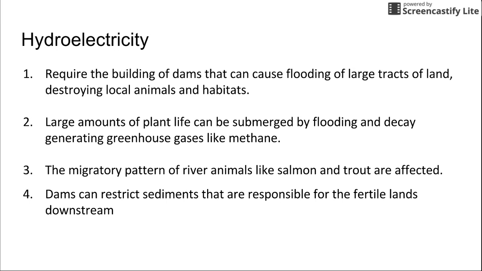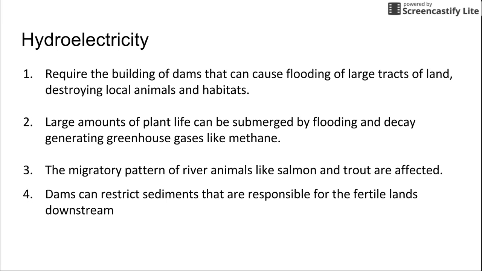Think about if you put a wall in the middle of a river that was slowing down, where's that water going to go? So it can destroy local animals and habitats, and a lot of plant life can be submerged by flooding, and it can produce a lot of greenhouse gases like methane when those plants die and then decay. It also can affect the migratory pattern of river animals like salmon and trout. If they cannot go upstream and downstream to breed as they do, they wouldn't be able to because of the dam, and this would cause a lot of problems for their populations.